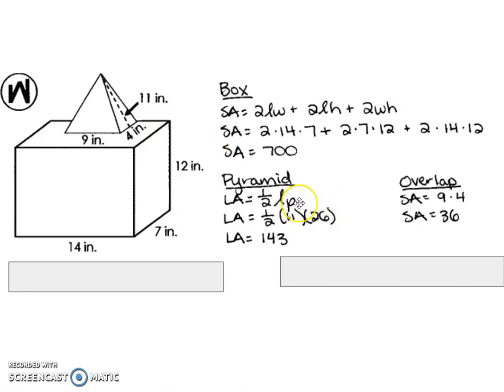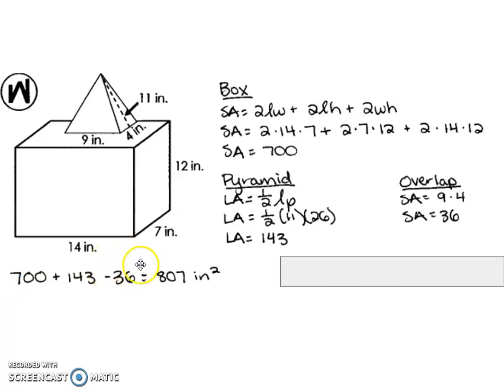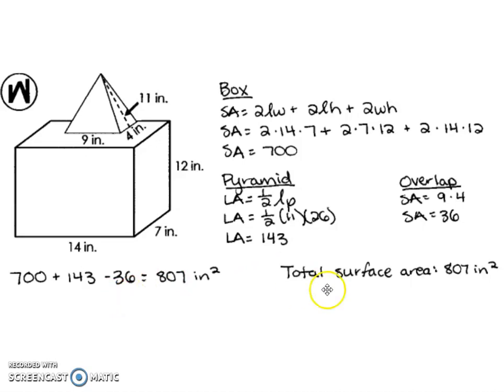And then P is the perimeter of our base, so I'm doing 9 plus 4 plus 9 plus 4, doing that whole rectangle. And that gets me my lateral area, which gives me the sides of my pyramid, as 143. What we're going to do now is add the base surface area and lateral area together and subtract that overlapped part that we counted with our box. And that gives us 807 inches squared for our total surface area.